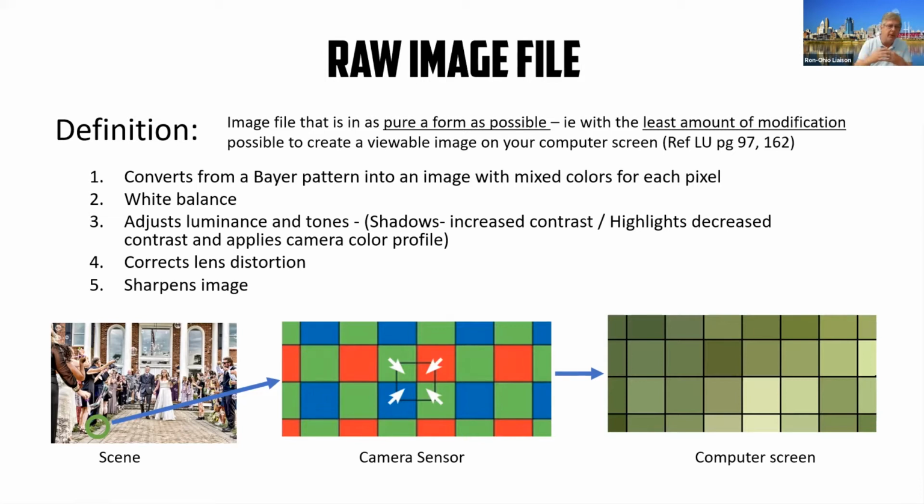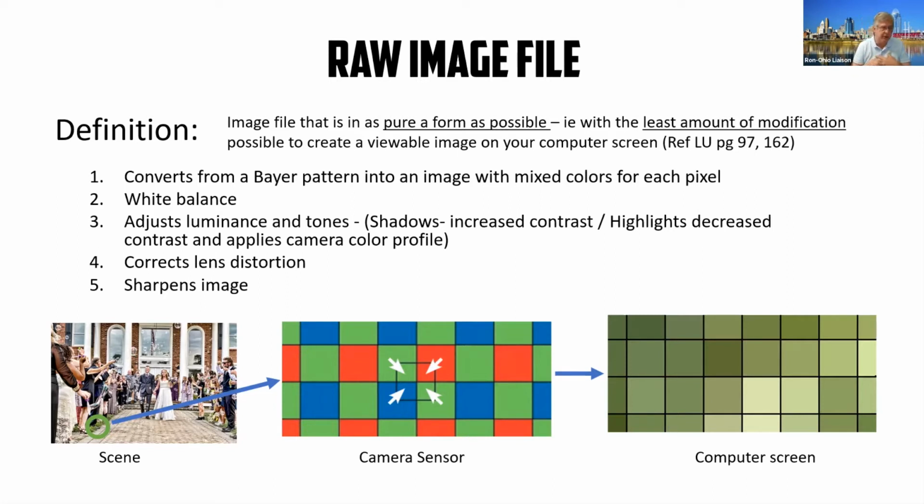So it converts the Bayer pattern into an image with mixed colors for each pixel. It also applies a white balance. That's why when you go in to do your Sherman images, you can apply a white balance and it carries through onto the raw file that you are bringing up on your screen. It applies a luminance. It adjusts the luminance and the tones, and does that using the camera color profile that you've loaded into your raw program. A lot of those are standard. It also increases the contrast in your shadows and decreases the contrast in your highlights. It does this automatically, and it's all an attempt to make what comes up on your screen look like what you actually see with your eye.